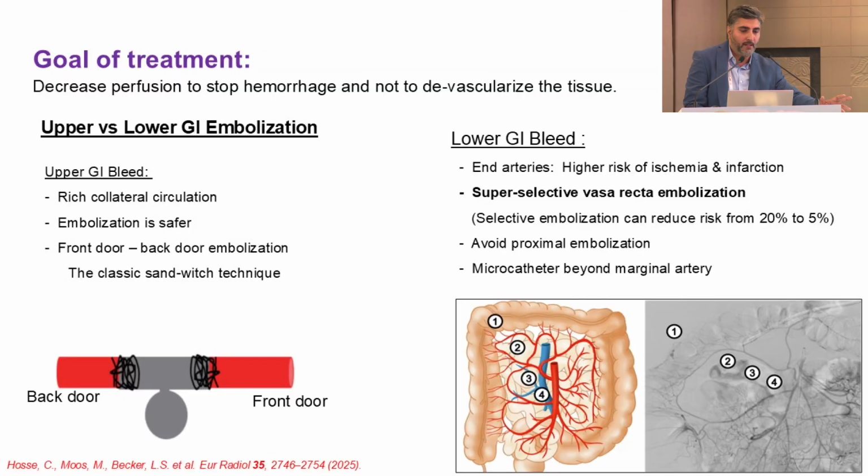The goal of treatment is to decrease perfusion and stop hemorrhage, not to devascularize the tissue. Upper GI has rich collateral circulation, so embolization is safer in this territory. Front door, back door embolization, the classic sandwich technique, should be used.